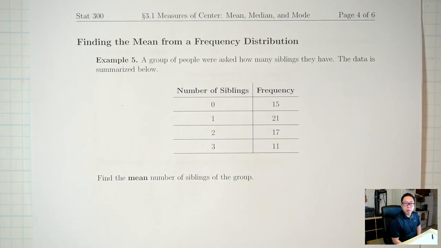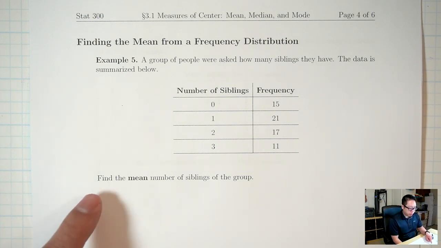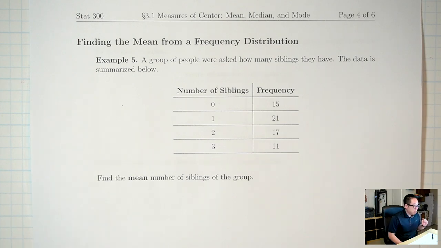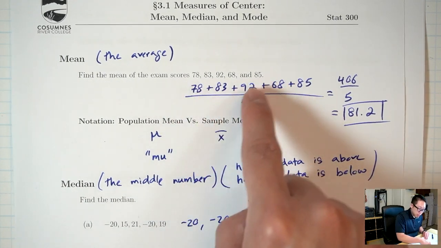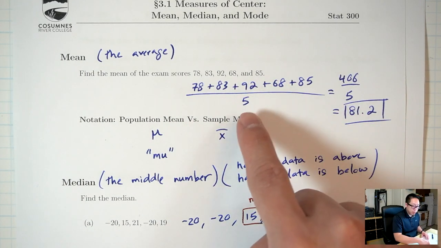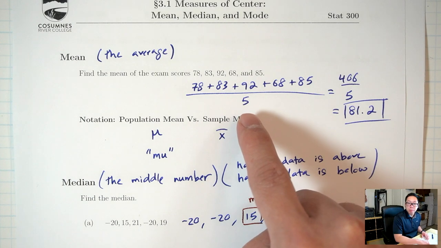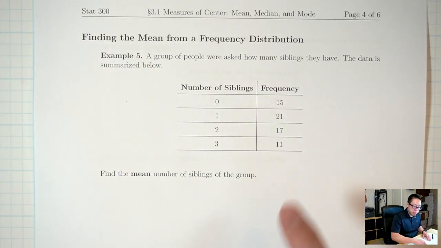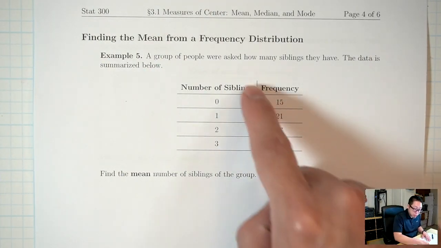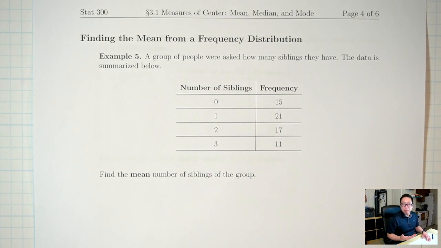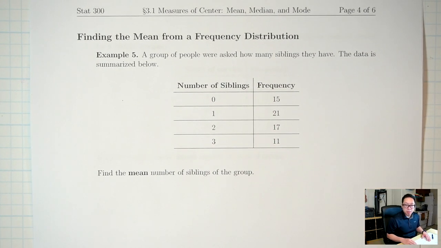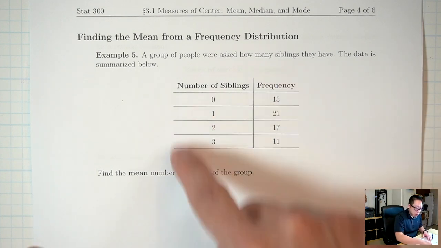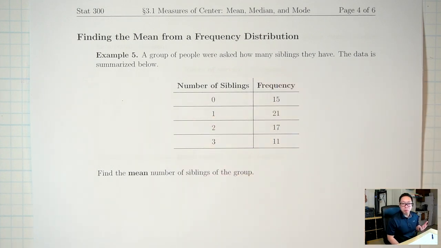Finding the mean from a frequency distribution. Example 5. A group of people were asked how many siblings they have. The data is summarized below. Find the mean number of siblings of the group. If I give you raw data, you know how to find the mean. You just add up all the data values and then divide by however many data values you have. How do you find the mean if I give you a table? Do you just add up these numbers and then divide by however many numbers you have? No, you don't. You have to think about what this table is telling you about the original data.